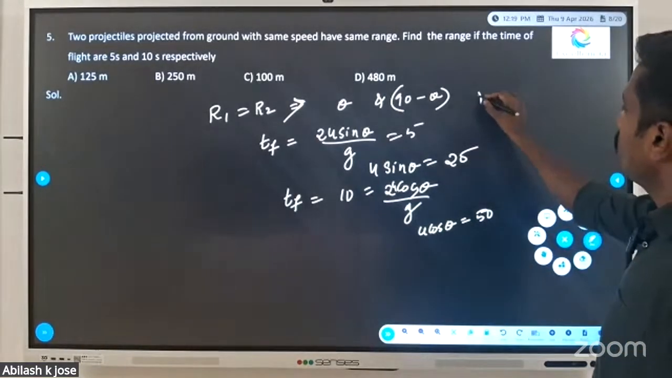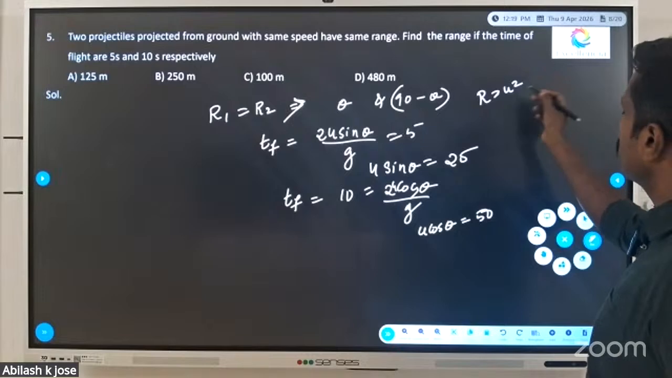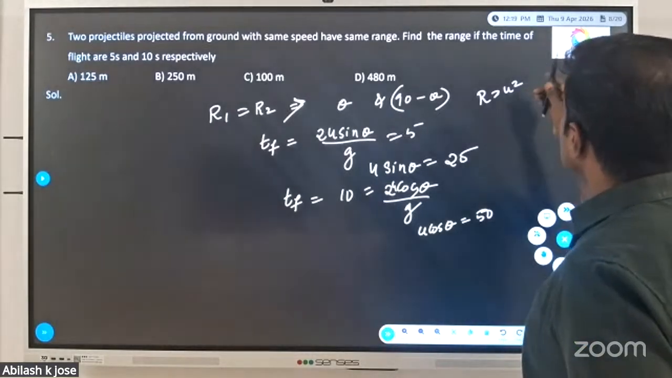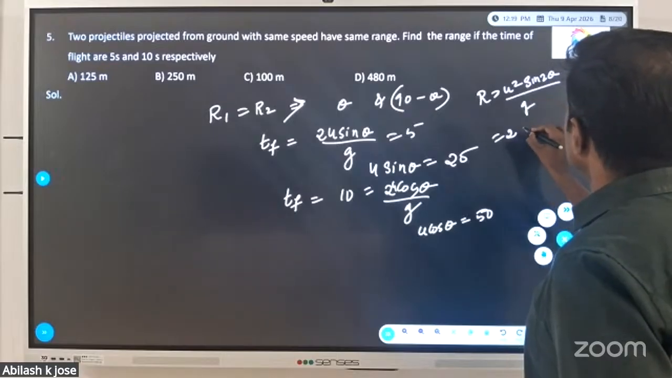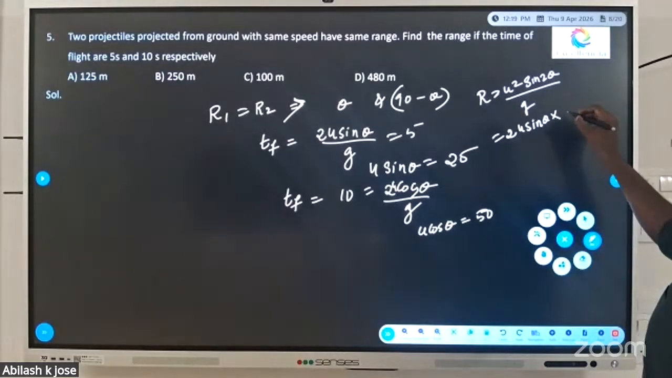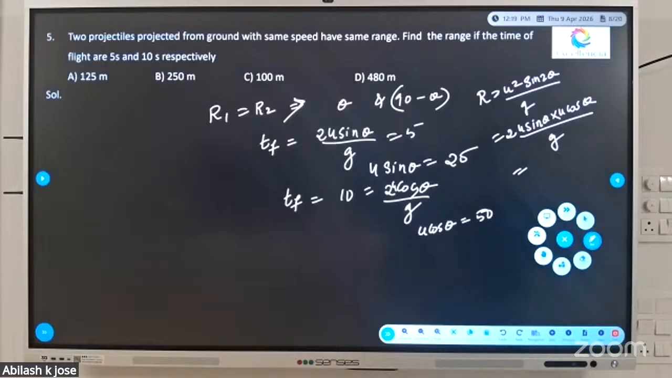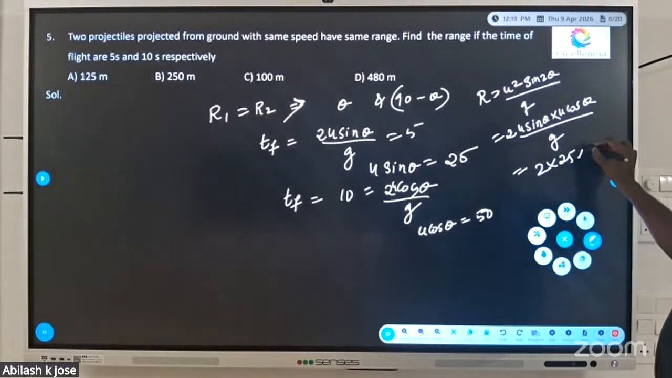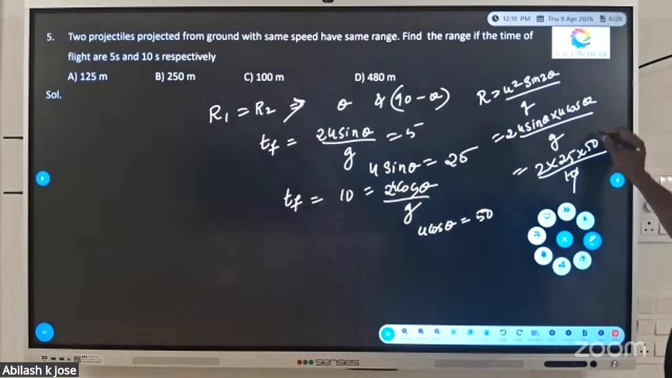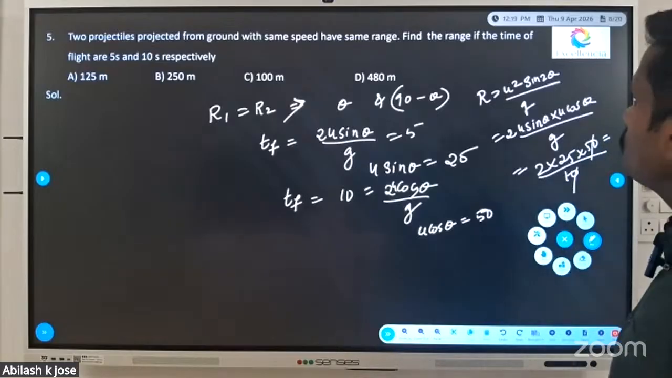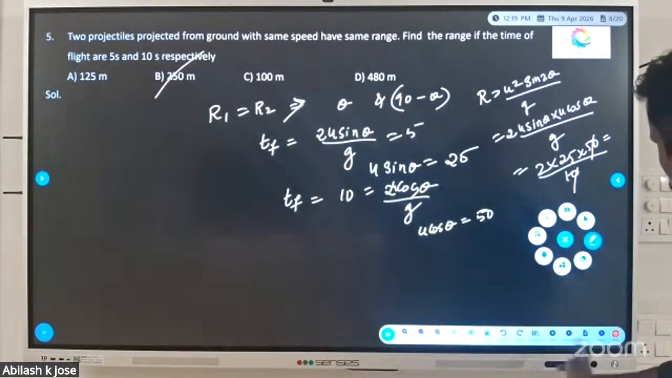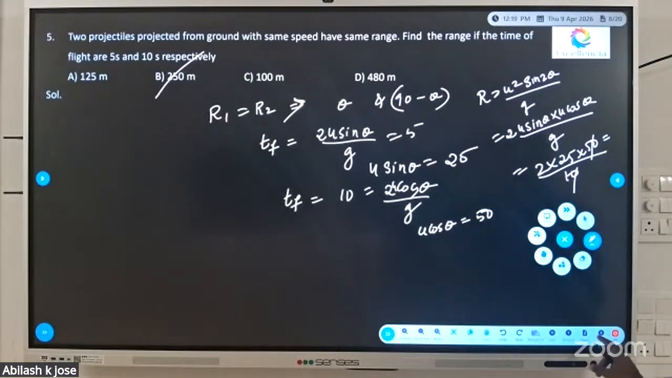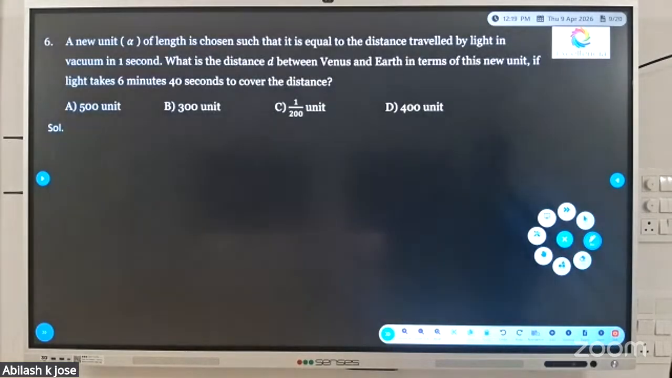Now the range formula is u square sin 2 theta by g, or we can also write it as 2 u sin theta into u cos theta divided by g. Putting the values of u sin theta into u cos theta, it is 2 into 25 into 15 divided by 10. So the only thing that we have to remember is that ranges are equal for complementary angles.